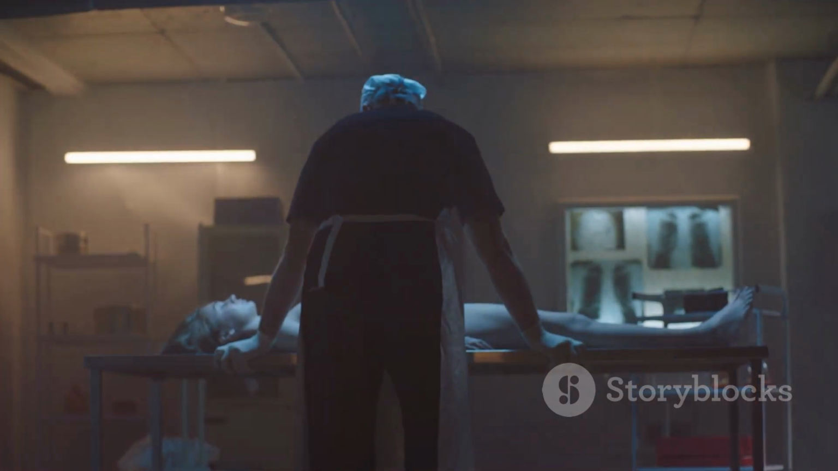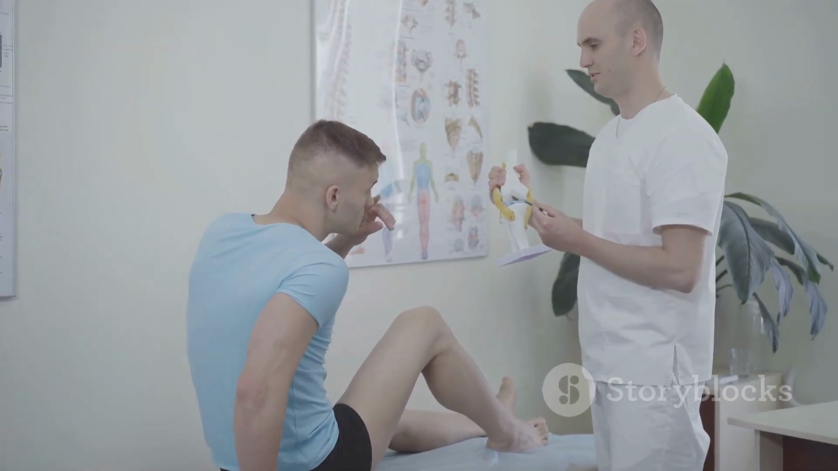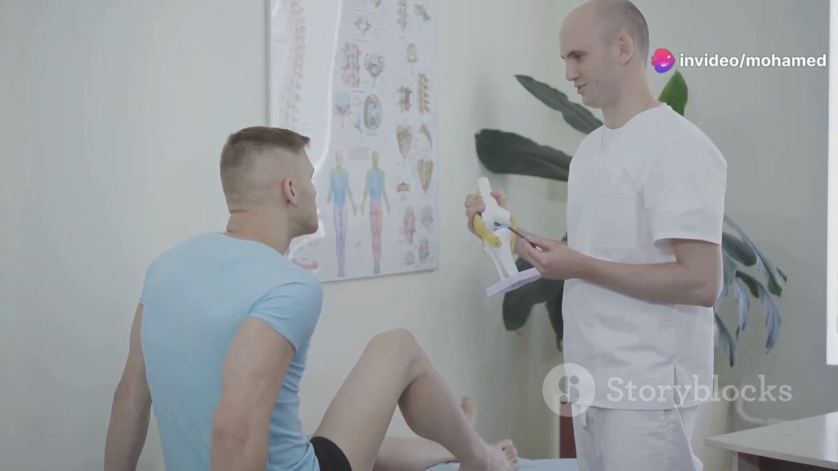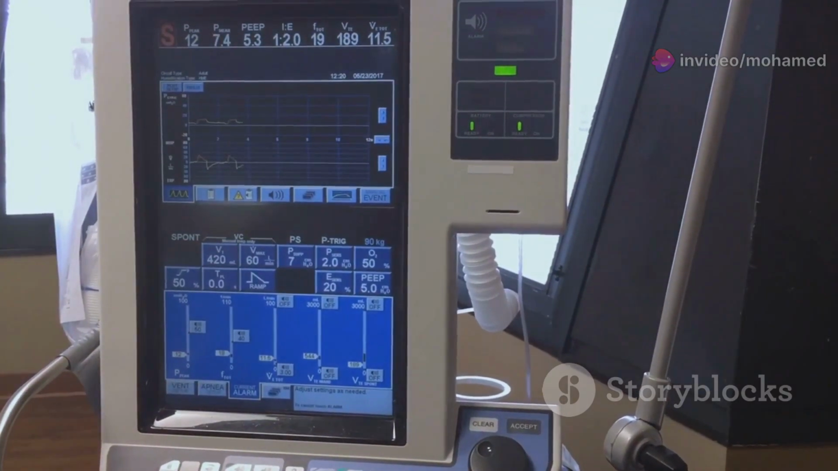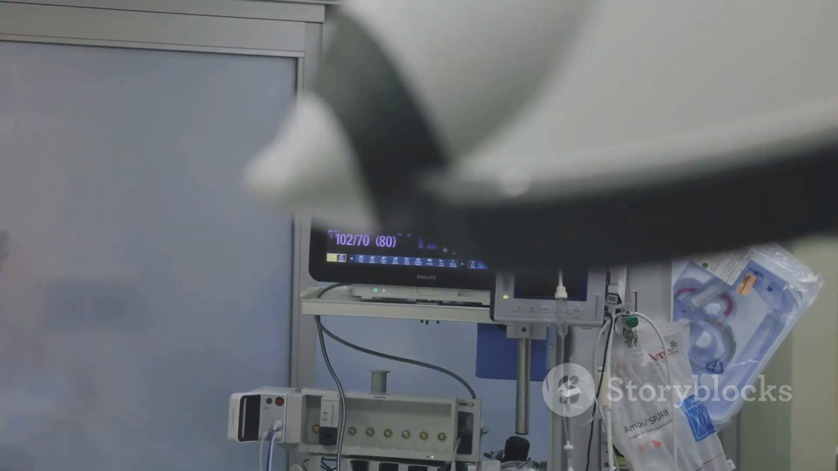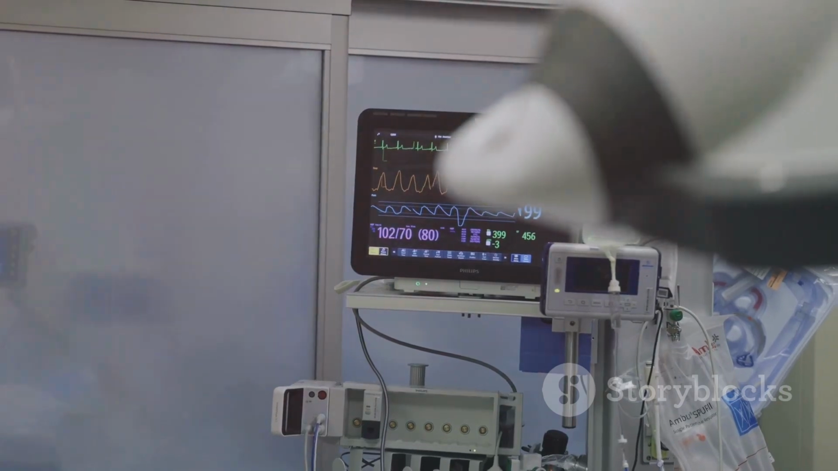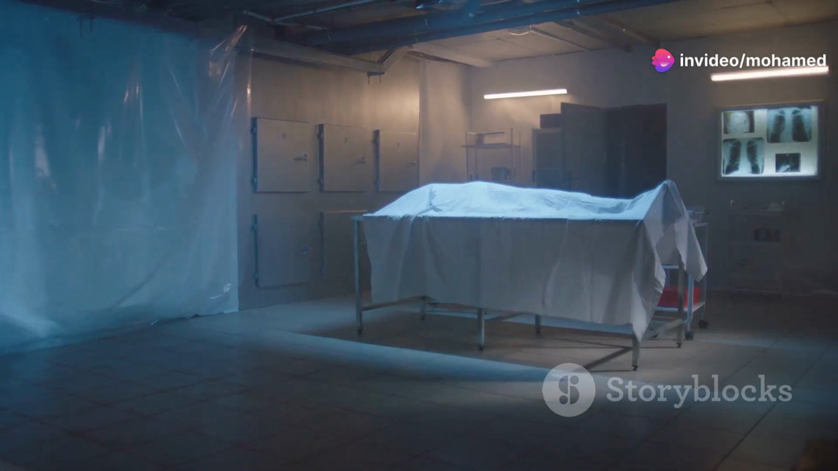First off, let's talk about death. Scientifically, death is defined by the irreversible cessation of all biological functions that sustain an organism. Sounds heavy, right? It basically means the body can no longer maintain essential processes like breathing, heartbeat, and brain activity. Now, determining this isn't always straightforward. That's where forensic medicine comes into play.